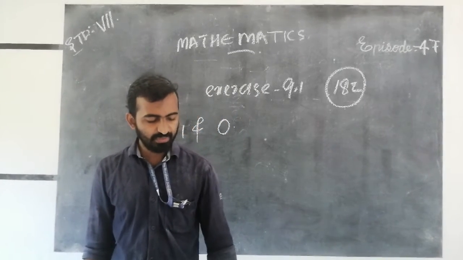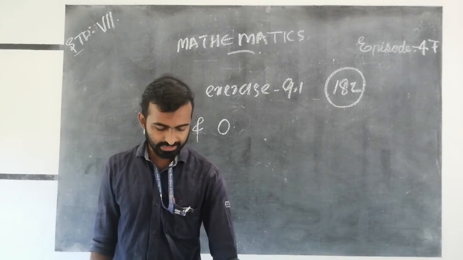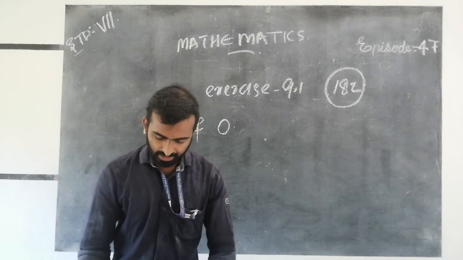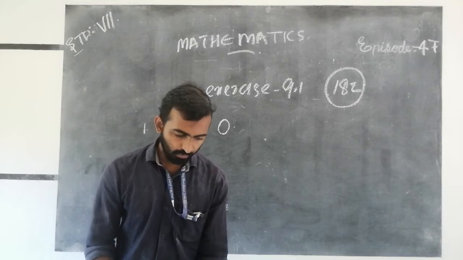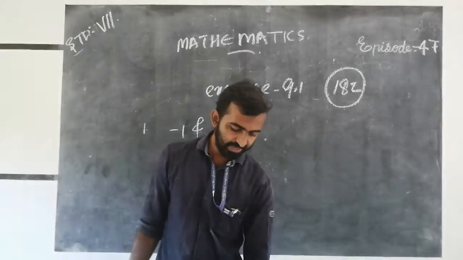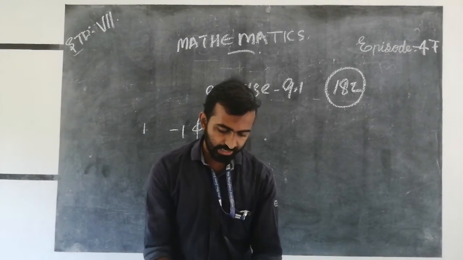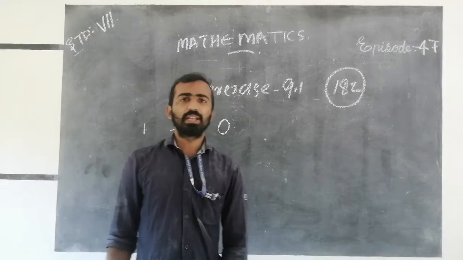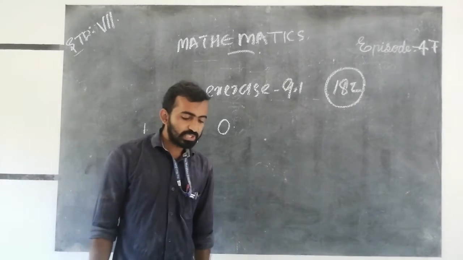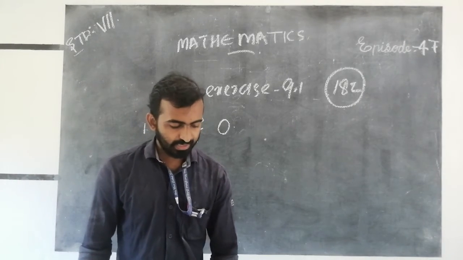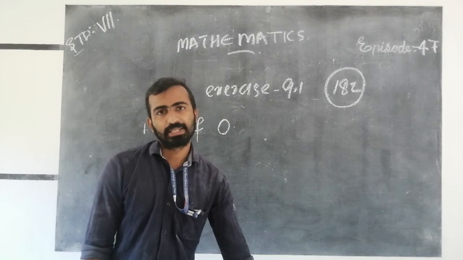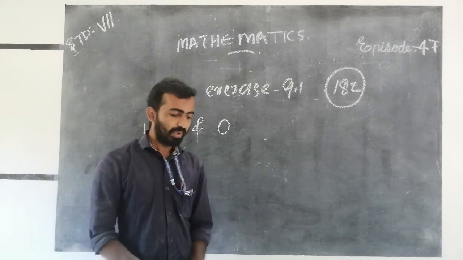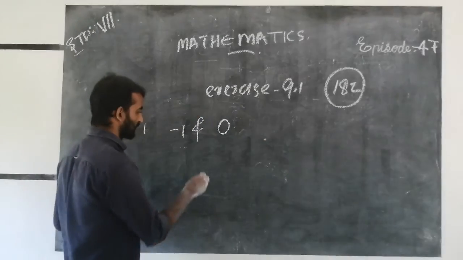Which way do we find the rational numbers? Negative 1 and 0, we want to find 5 rational numbers.